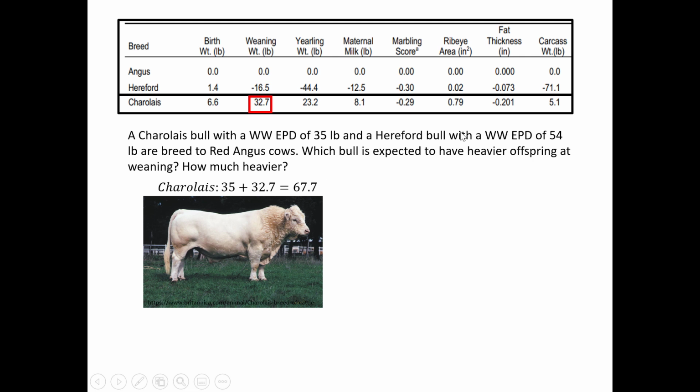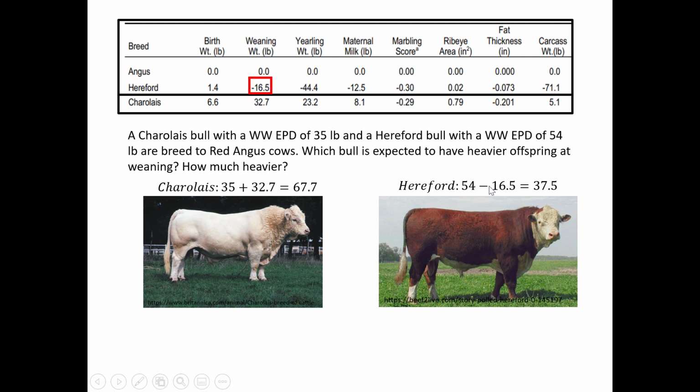Next let's look at our Hereford bull. Our Hereford bull has a weaning weight EPD of 54 pounds. We come over to our chart and we need to adjust him by subtracting 16.5. So then we'll do 54 minus 16.5, and we get 37.5.